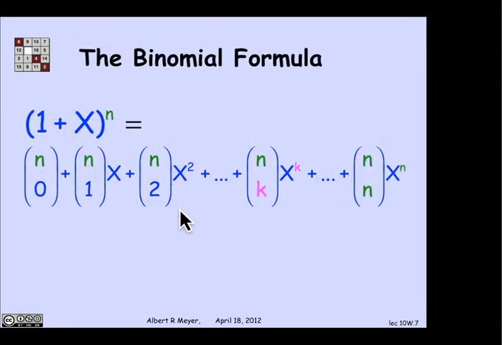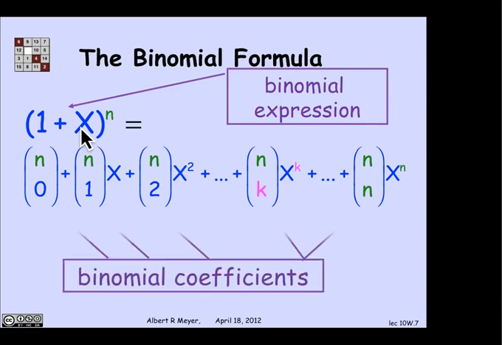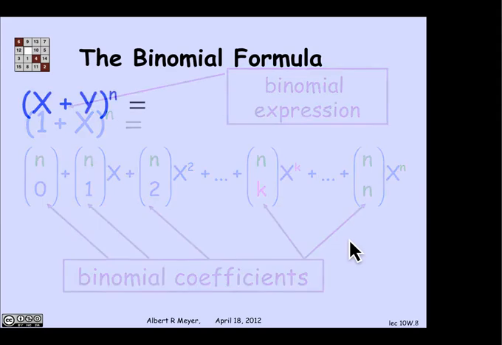This is called the binomial formula. So now we know that (1 plus x) to the n is n choose 0 plus n choose 1 times x, plus n choose 2 times x squared, and n choose k times x to the k is the general term, ending with n choose n times x to the n. This expression, 1 plus x, is called a binomial expression. And the choose numbers, which we've seen previously as the number of ways to choose, say, in this case, k out of n elements, are called binomial coefficients, and this is why they're called binomial coefficients.